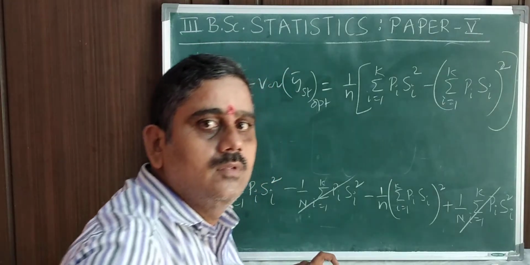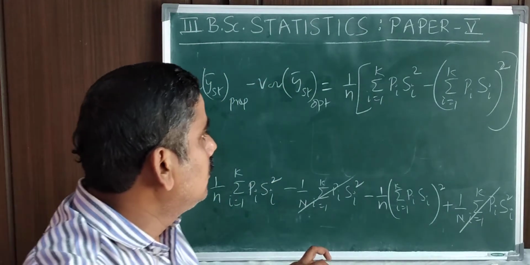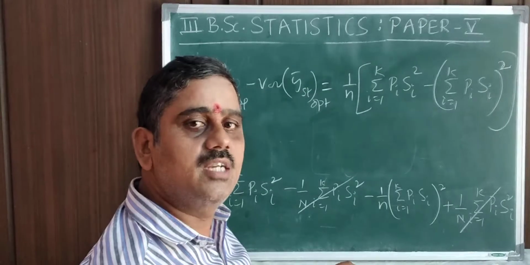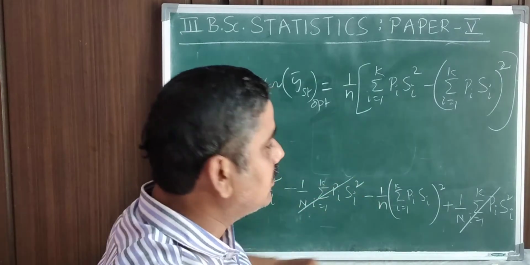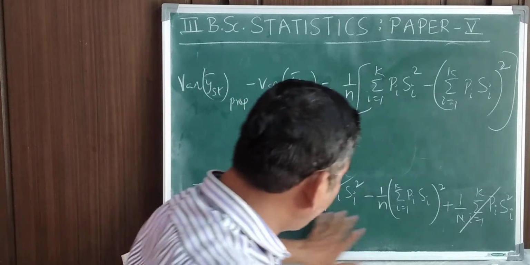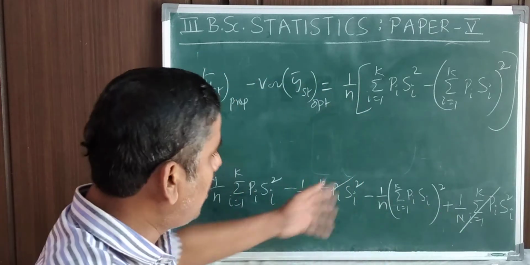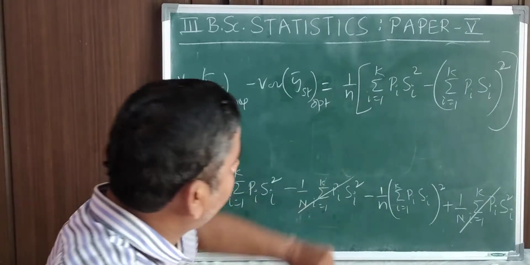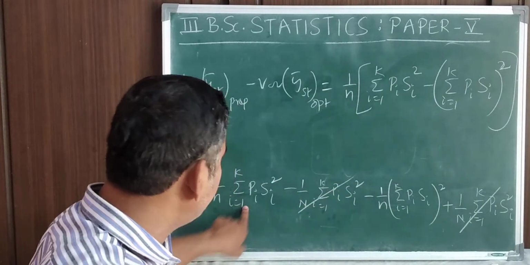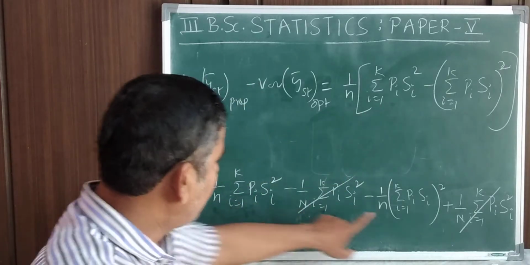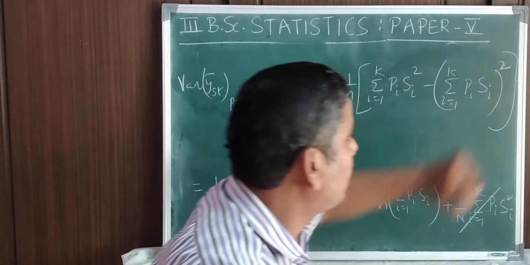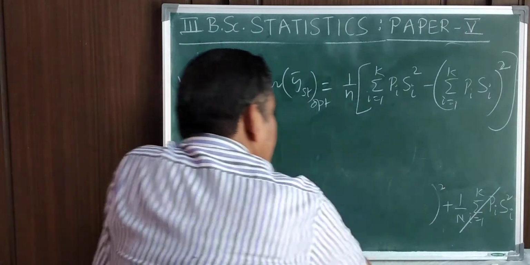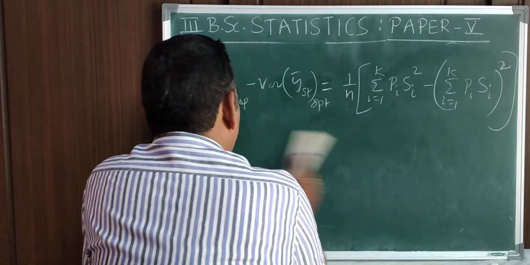Okay. I consider I have taken a common 1 by n as summation pi si square minus summation pi si whole square. This is the term that remains after cancelling those two particular terms. We have only these two terms, in which we take a common 1 by small n, so summation pi si square from here and 1 by small n into summation pi si whole square here. So now I consider this particular term.